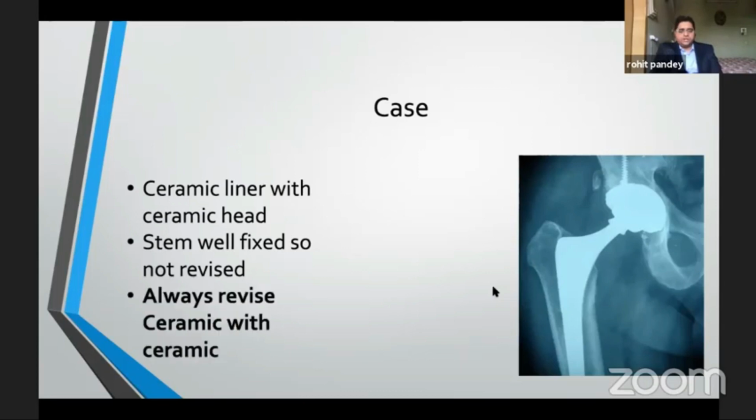femoral side. The main thing to take out of this case is that you need to revise a ceramic with ceramic on ceramic or ceramic on poly only. You cannot go for a metal liner because that will increase the third body wear.